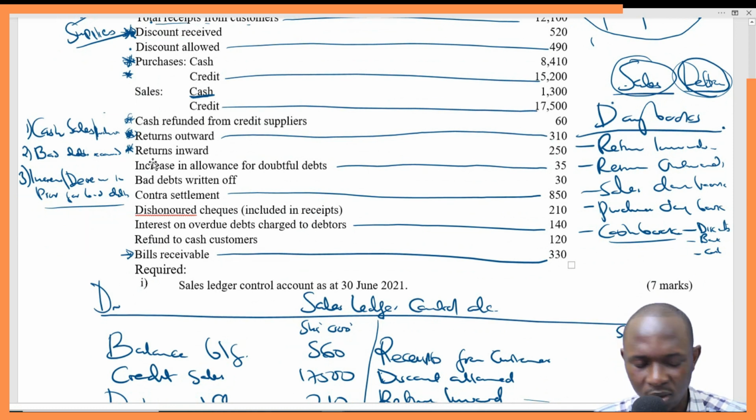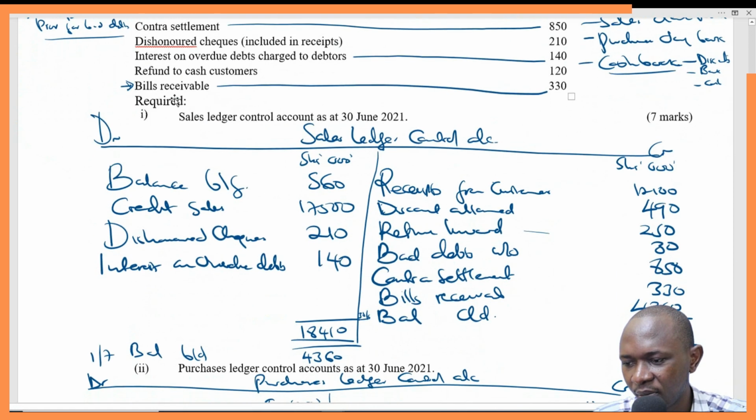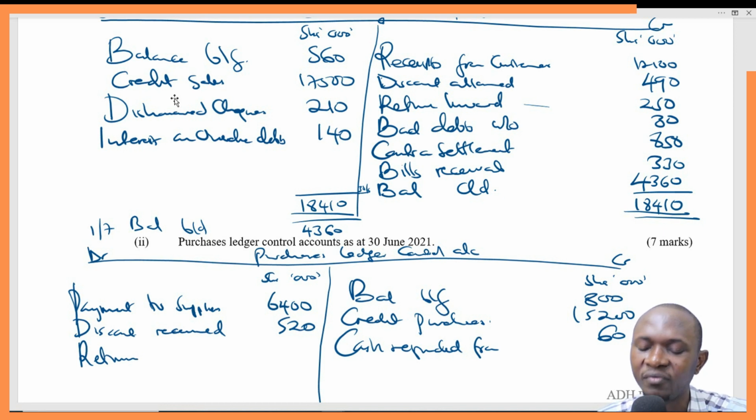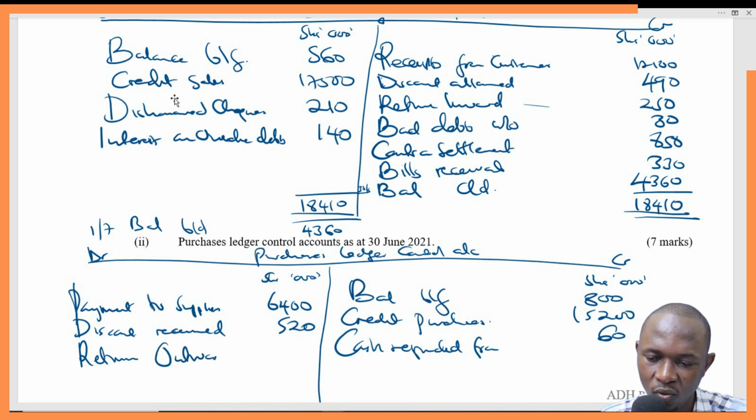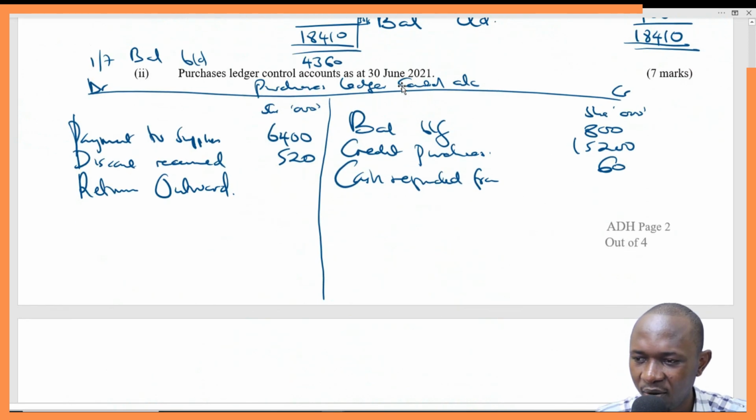Now, what next? Return outwards. It is us who are returning the goods back to them. So it means that we are reducing the liability because they won't charge us for what we have returned to them. So return outward has the effect of reducing the liability. What is the figure? 310. So we have 310 here.